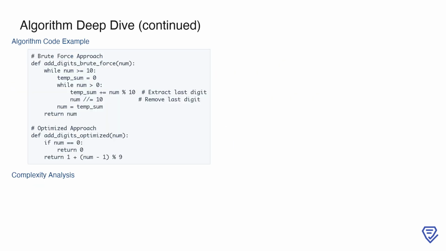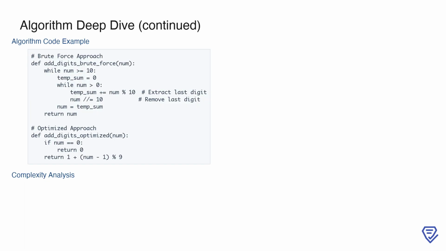Now, let's look at the code implementations. In the brute force approach, we use a loop to repeatedly sum the digits of the number. Inside the loop, we calculate the sum of the digits by extracting each digit using the modulus operator and removing it using integer division. Once the sum is calculated, it replaces the current number, and the process repeats until the number becomes a single digit. On the other hand, the optimized approach directly applies the digital root formula. If the number is 0, we return 0. Otherwise, we use the formula 1 plus the remainder of (number - 1) divided by 9 to compute the single-digit result in constant time.